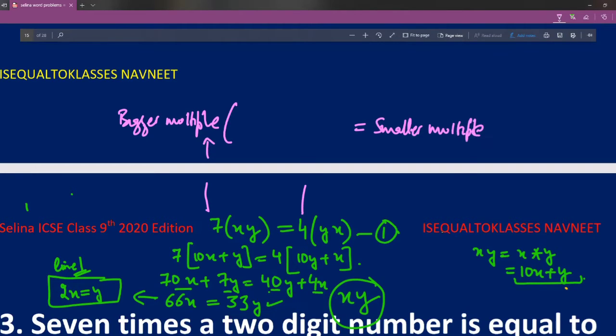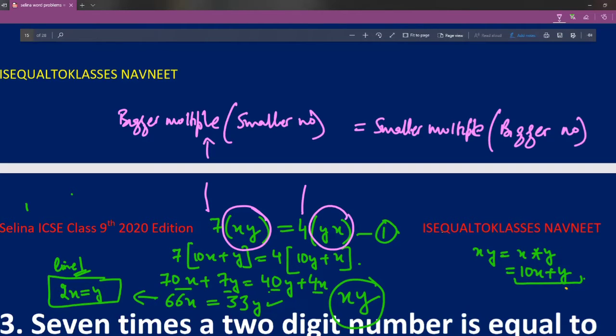Bigger multiple will require smaller number, and smaller multiple will require bigger number. That means xy is the smaller number and yx is the bigger number. That means y is greater than x.